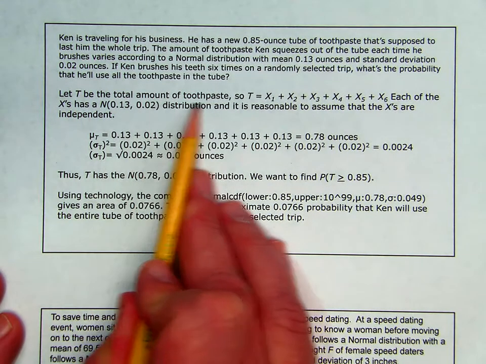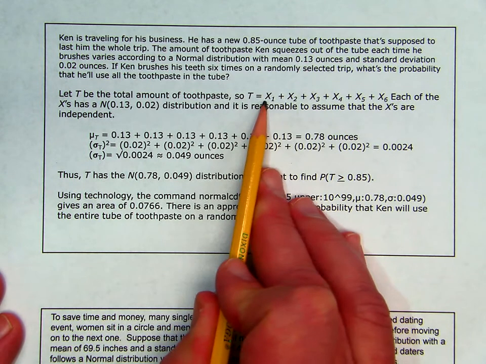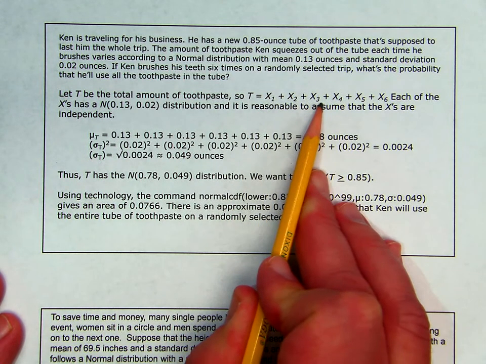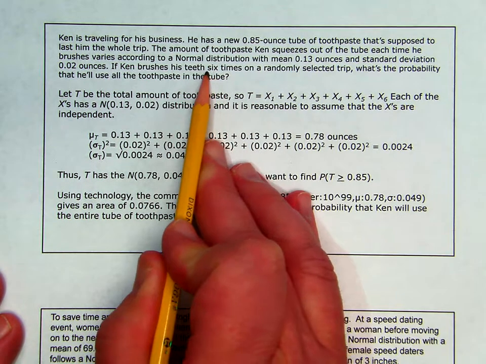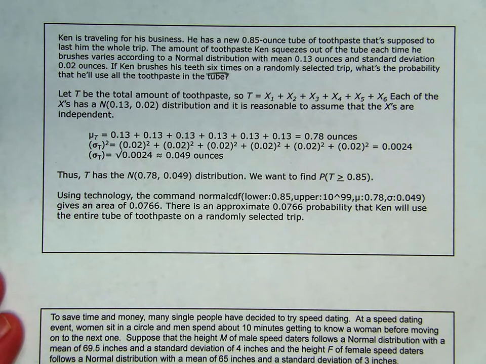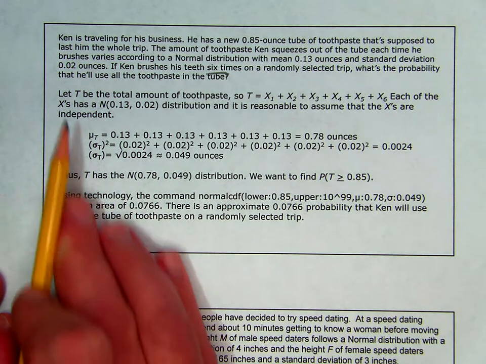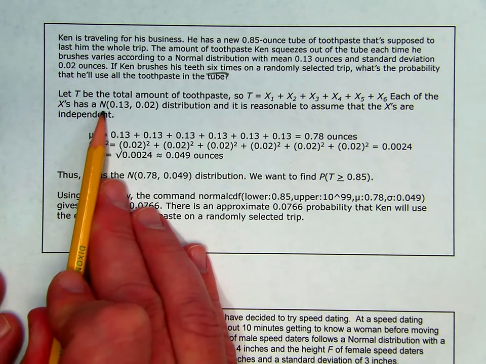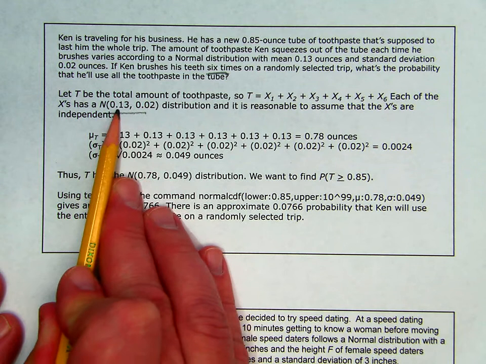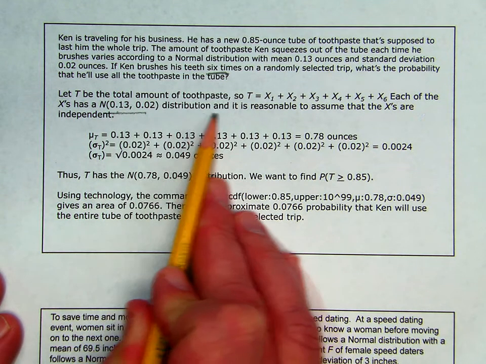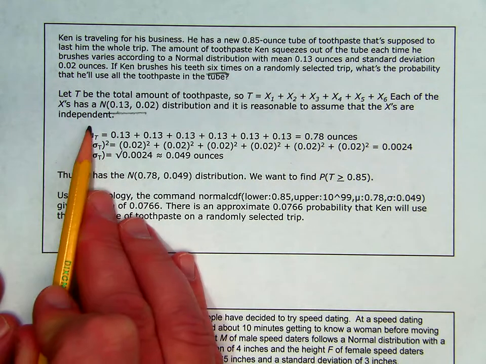So T is the total amount of toothpaste. So his first squeeze plus the second squeeze plus the third squeeze, all the way up to 6 squeezes. Each of these is normally distributed with a mean and standard deviation. It is reasonable to assume that the X's are independent.